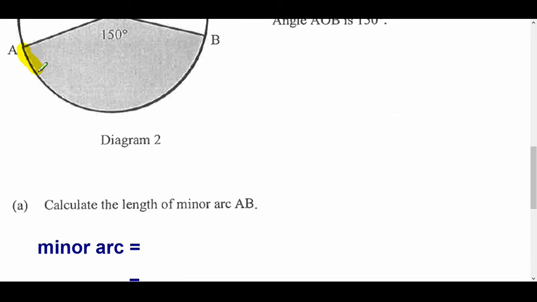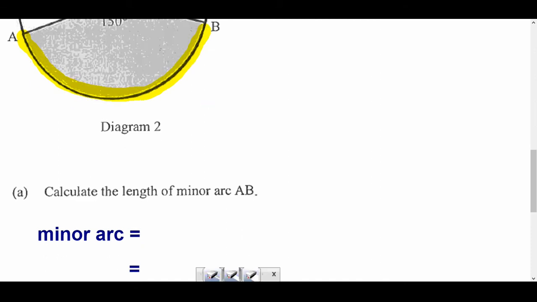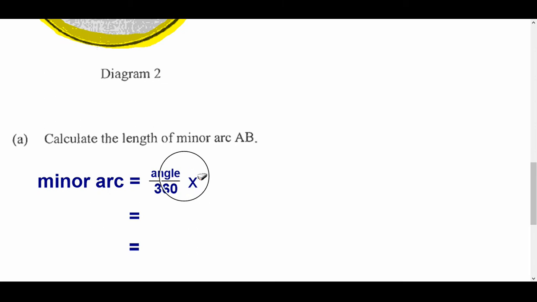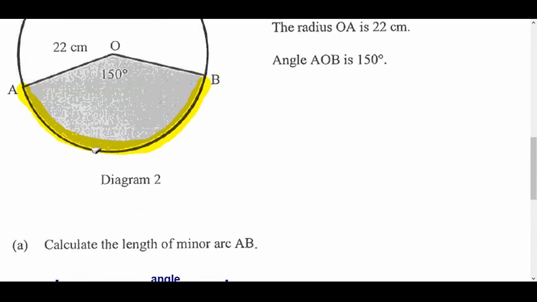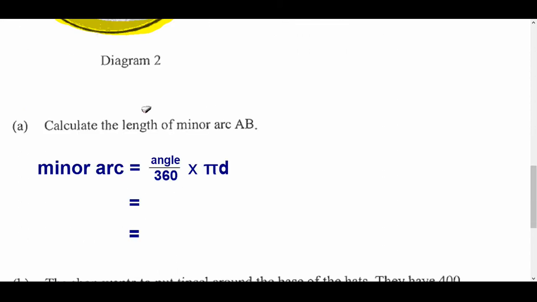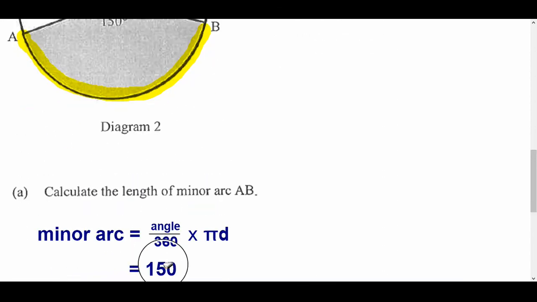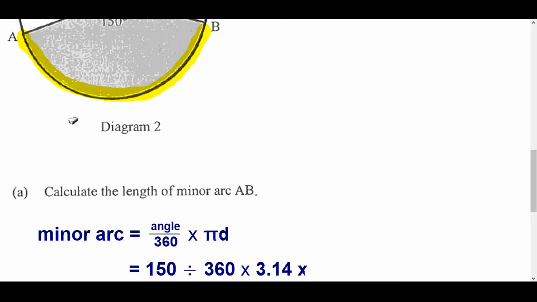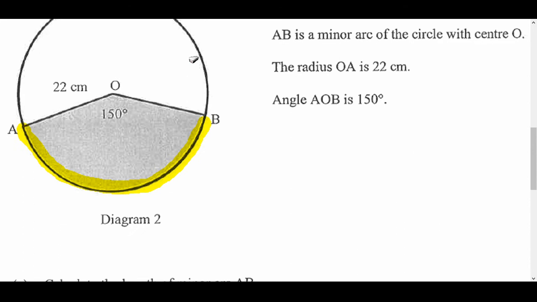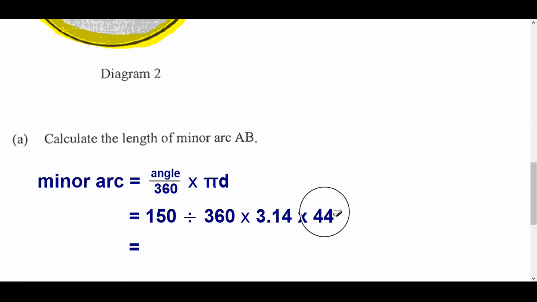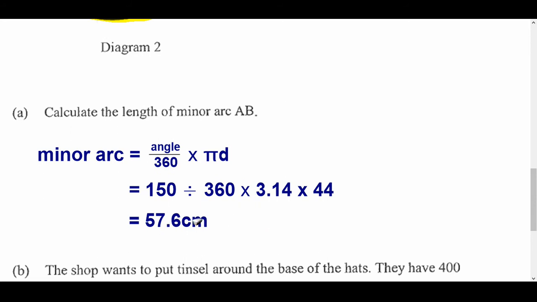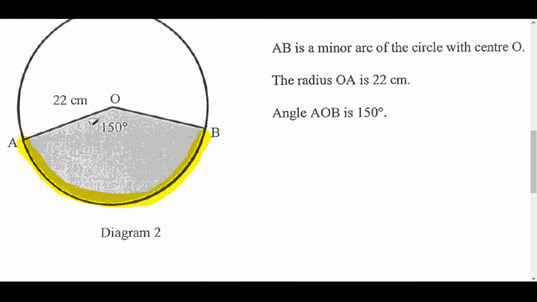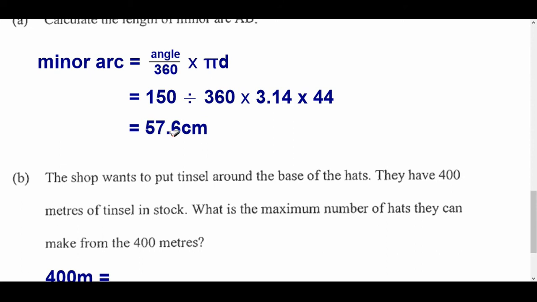Right, so the minor arc is this bit here, it goes round from A all the way to B. That's a part of the circumference, so it's angle over 360 times pi d, not pi r squared, which would work out an area. We're looking for a bit of the circumference here. So 150 over 360 times 3.14 on the pi button, and the diameter in this case is going to be all the way across, which is 44. Make sure you watch for that, and then give your answer in centimetres because it's a distance, it's not an area, and I've rounded it to 1 decimal place, and that's me.